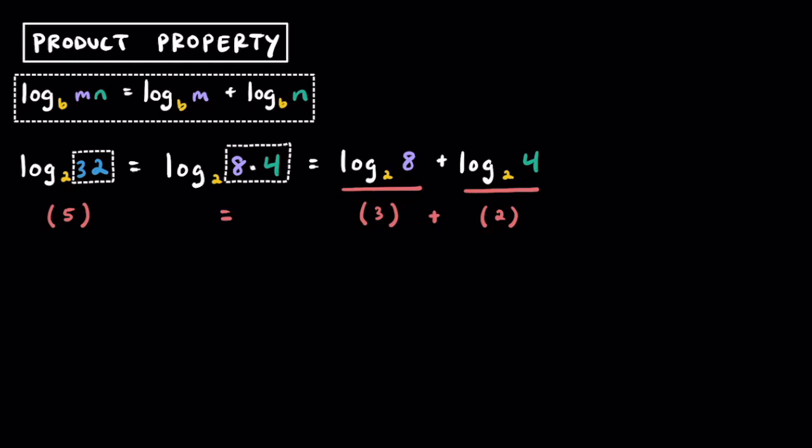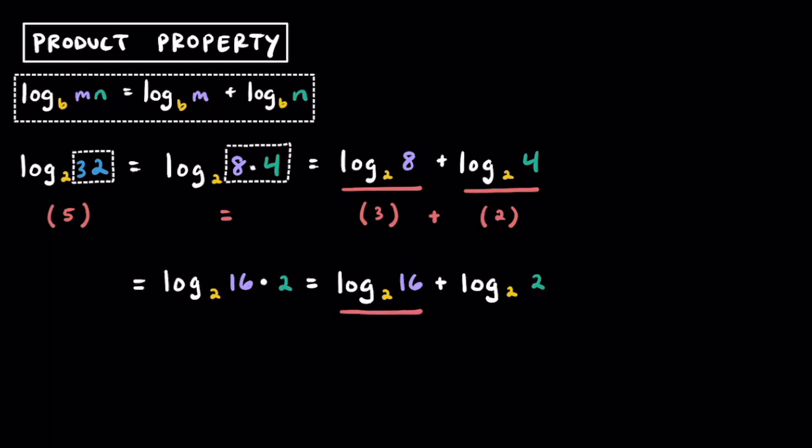Now, while in that example, we broke up 32 into two factors of 8 and 4, imagine you were to break them up into two different factors like 16 and 2. Using the product property, or expanding it into two separate logarithms, we can write log base 2 of 16 plus log base 2 of 2. Log base 2 of 16 is equal to 4, since 2 to the 4th power is equal to 16, and log base 2 of 2 is equal to 1, since 2 to the 1st power is equal to 2. Just like earlier, we can see that 4 plus 1 is the same thing as 3 plus 2, which does indeed equal 5.